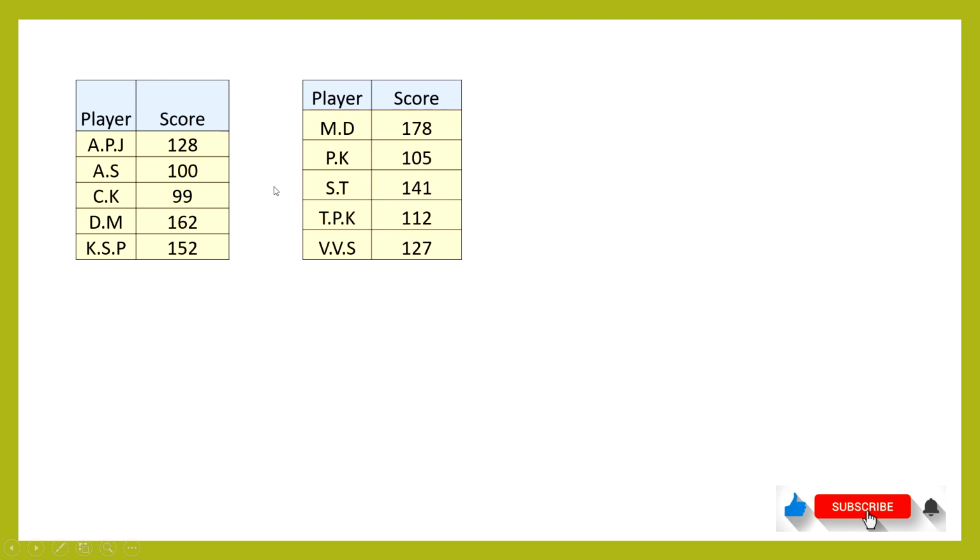Now look at these two tables. Here are the players and the score given for each player. Based on this table, we'll ask some questions. And we know century means 100.